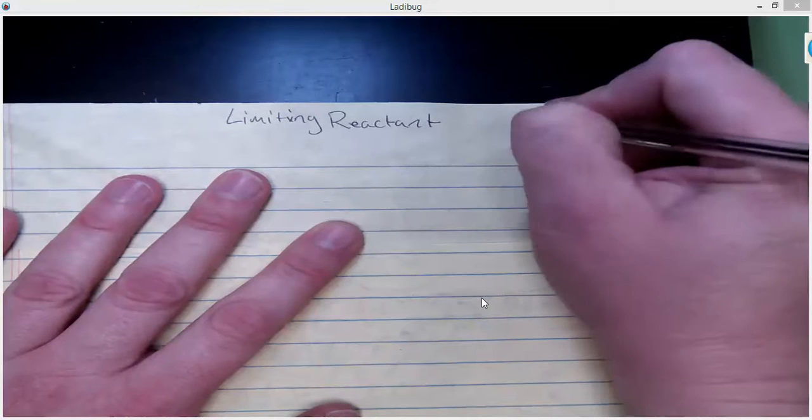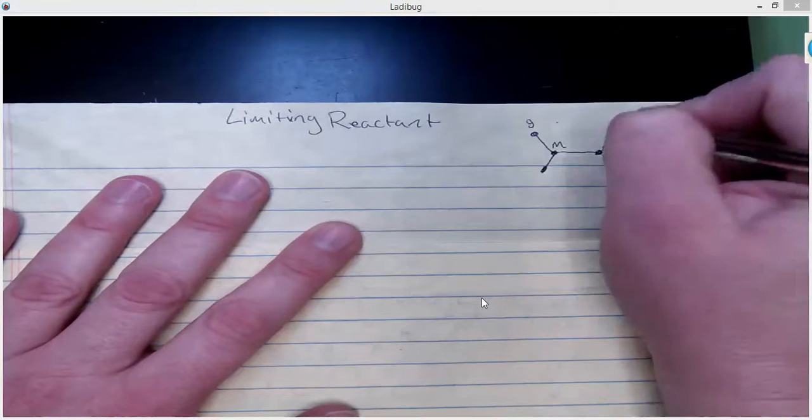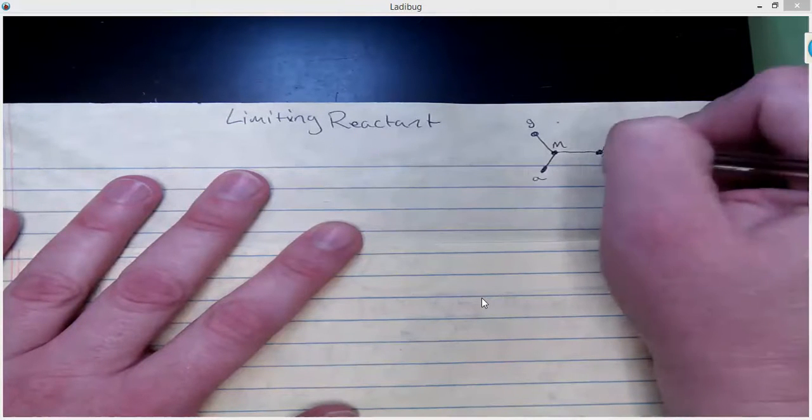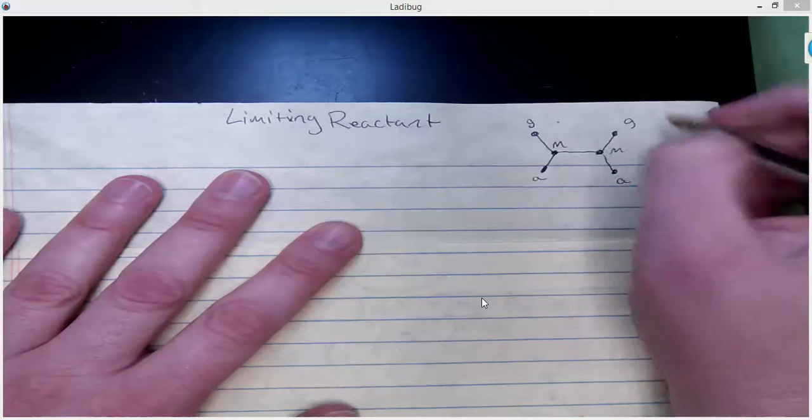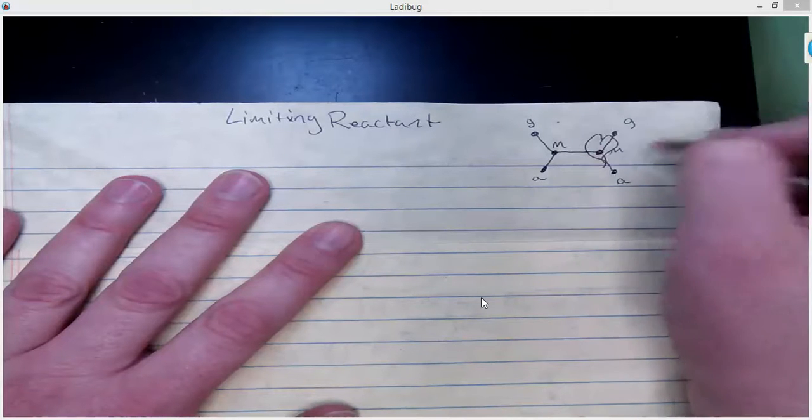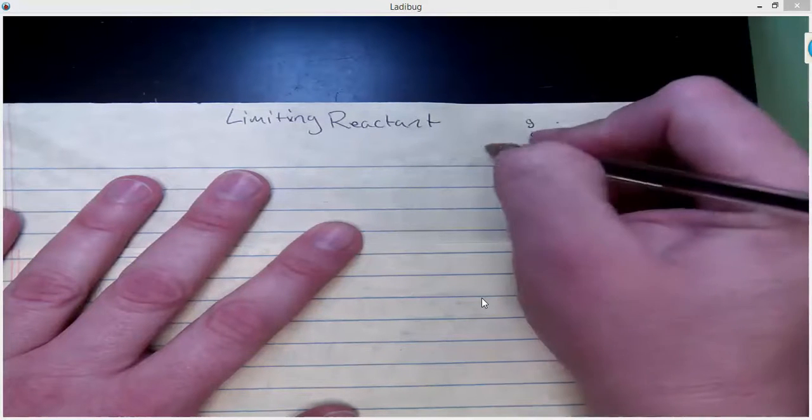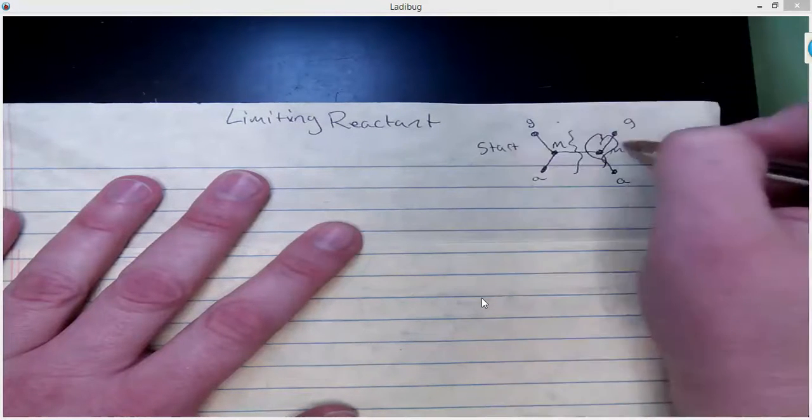Okay, so remember this is grams, moles, atoms, grams, moles, atoms. This is our transition spot. This is our starting material. This is our ending material.